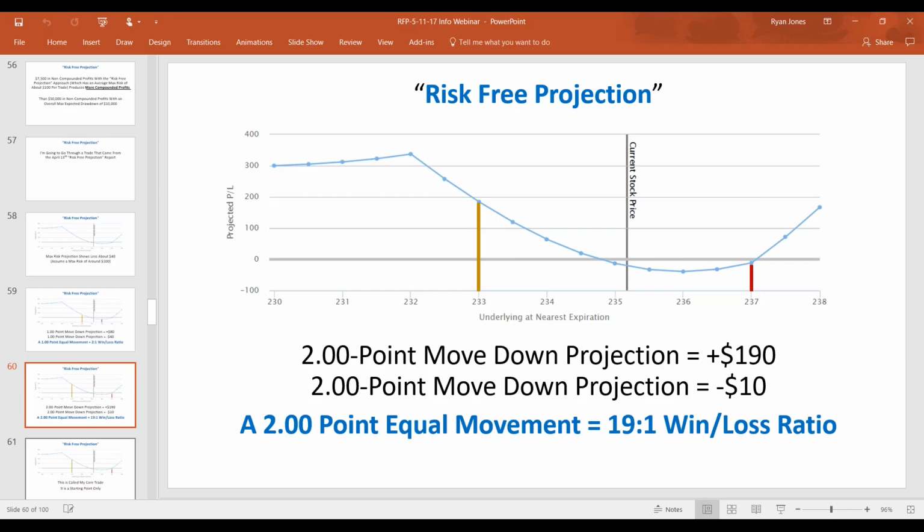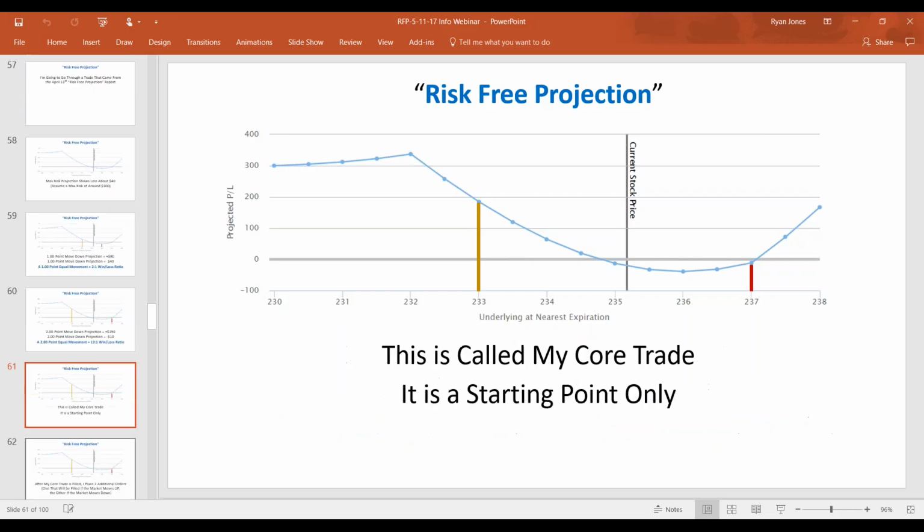Well, if you look at the 2 point EMR, if it's a 2 point move down, the projection is $190 gain. Whereas if it's a 2 point move to the upside, the projected loss is only $10. Right? So that's a 2 point equal movement ratio of 19-to-1 on the win-loss ratio. And again, these are projections. It's not exact, but you get the idea of why the probabilities on these trades are so high. And this is what I call my core trade.